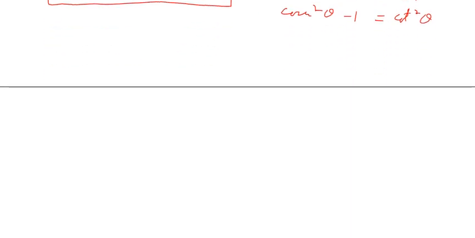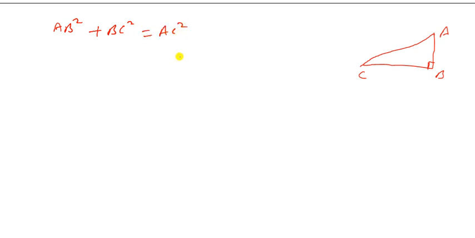Now next, once again make a triangle. It is A, B and C. Angle B is a right angle. And once again, by the Pythagoras theorem, what will happen? It is AB squared plus BC squared is equal to AC squared. Now the angle, this one is theta.